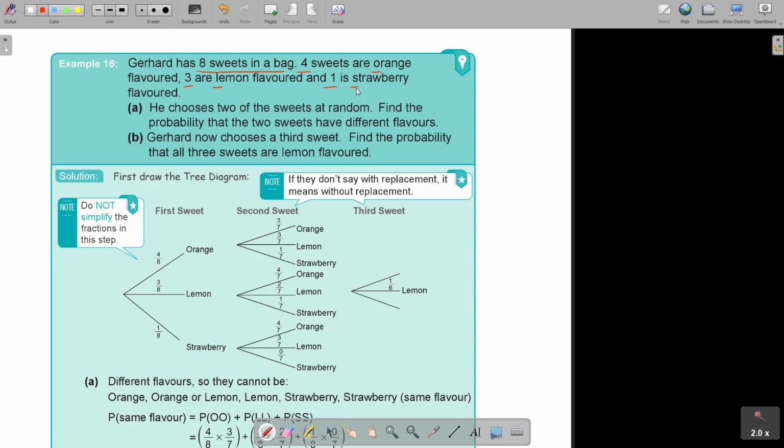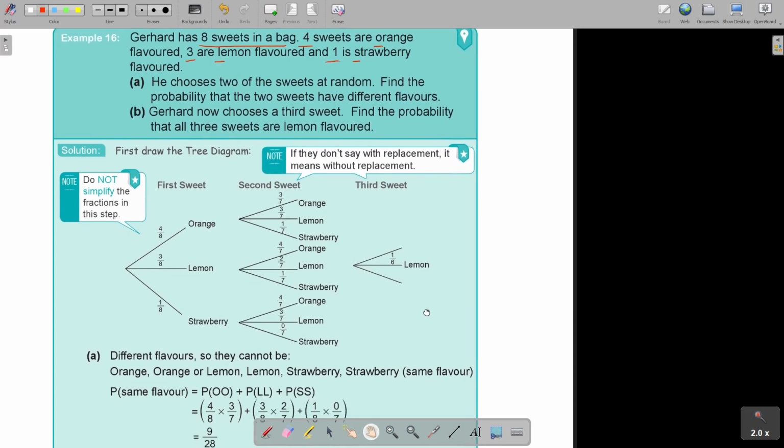Now this is dependent because if he takes a sweet, he's not replacing it back in the bag. He's eating it. He's taking it for himself. So if there were 8 sweets and he's taking 1, then there will only be 7 sweets. And that's why we call it dependent trees or probability. So just take note of that. If you replace it, like a ball, then it's independent. But this question, as well as the one in the question paper, is dependent.